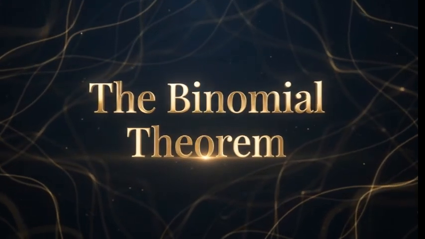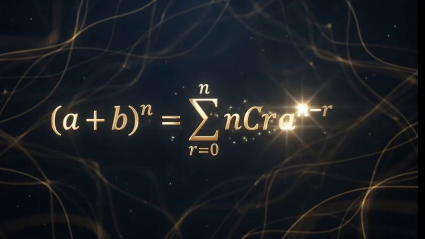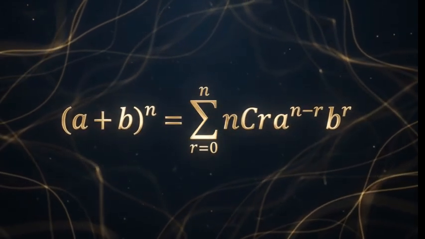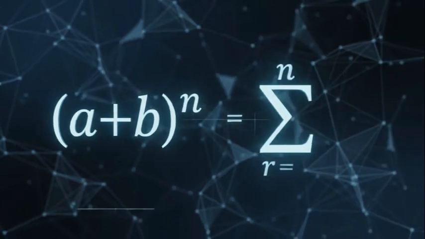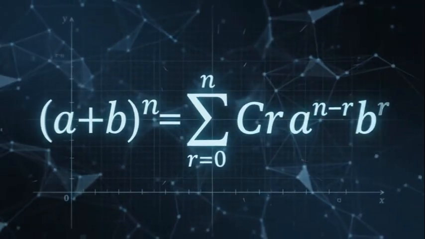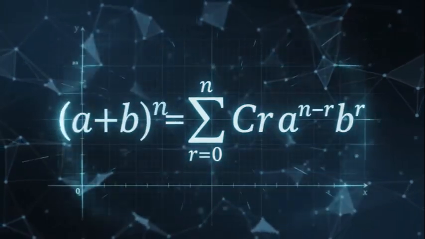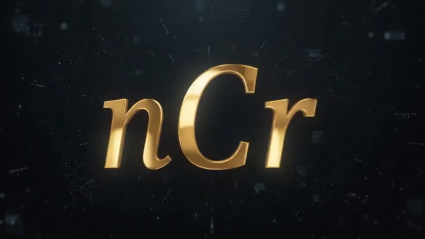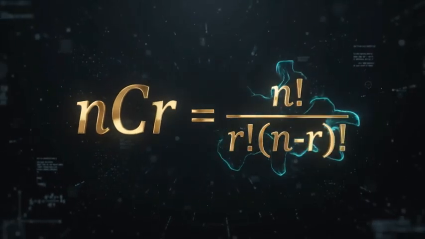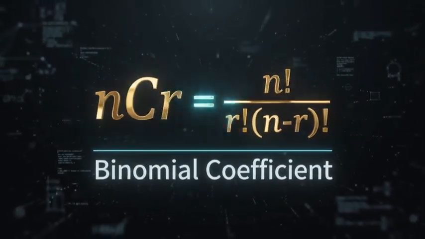For larger powers, mathematicians use the binomial theorem instead of Pascal's triangle. The binomial theorem generates every term of an expansion using a single mathematical formula. The expression n choose r is called the binomial coefficient, and it determines each numerical coefficient.